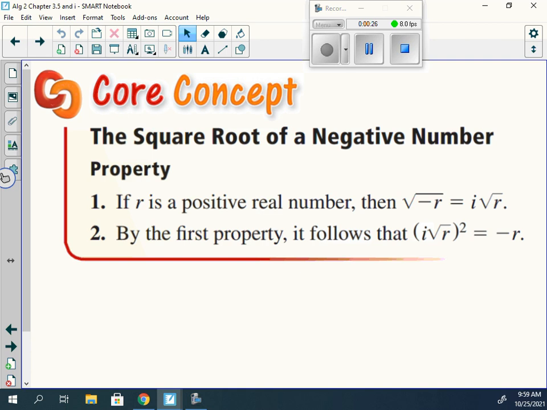Well, if there's a negative inside the radical, it's going to come out as i. We can just pull the negative out as i. And if we square it, we'll get right back to the negative number.